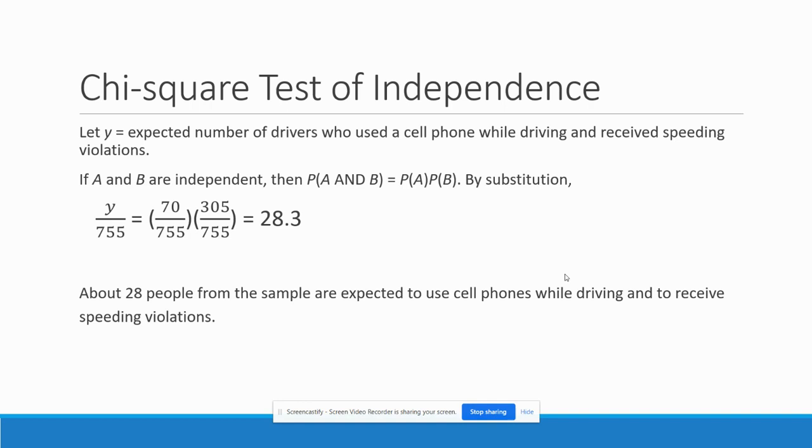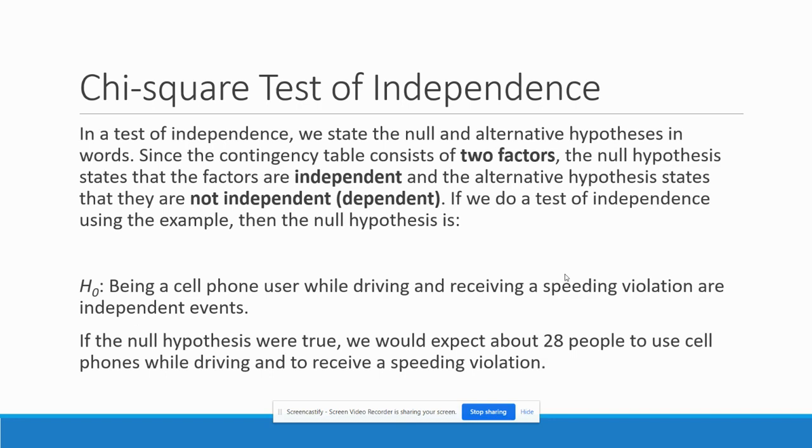You do not have to worry about doing this by hand. I just wanted to show you where the math is coming from. So in a test for independence, we state the null and the alternative hypothesis in words. Since the contingency table contains two factors, and again, I'm using factors, but basically I'm talking about variables, the null hypothesis states that these factors are independent, and the alternative hypothesis states they are not independent, okay? Null is saying they're independent, alternative is saying they're not independent. Not independent is another way of saying they're dependent. They depend on each other to happen. When A happens, then B happens, vice versa.